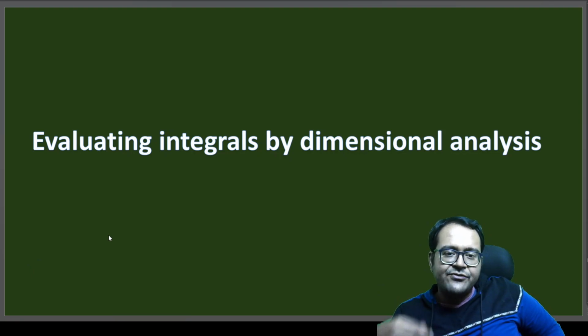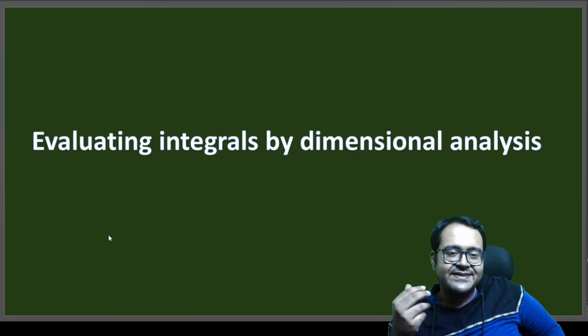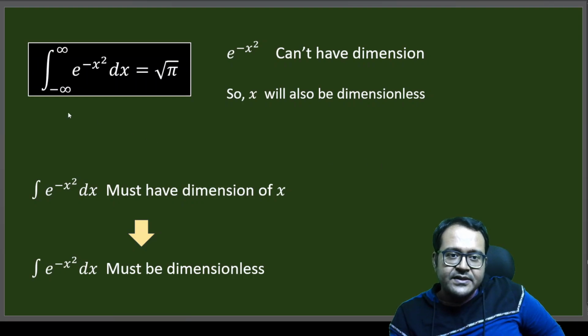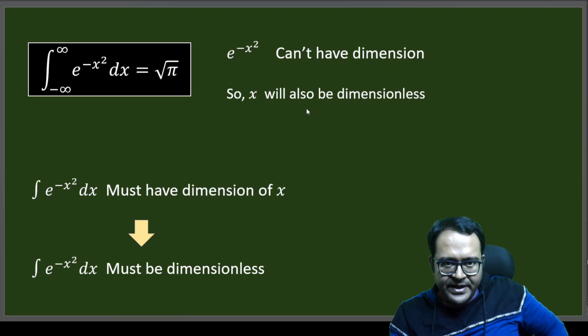Now we are evaluating integrals by dimensional analysis. Let's see how dimensional analysis helps us in evaluating integrations. Let's start with a simple problem. Say e to the power minus x square integrated from minus infinity to infinity is square root of pi. Let's say you already know this. e to the power minus x square doesn't have any dimension, so x square should not have any dimension.